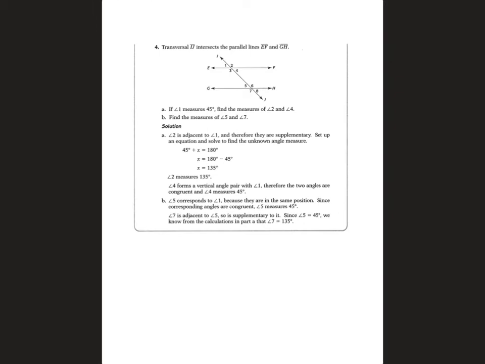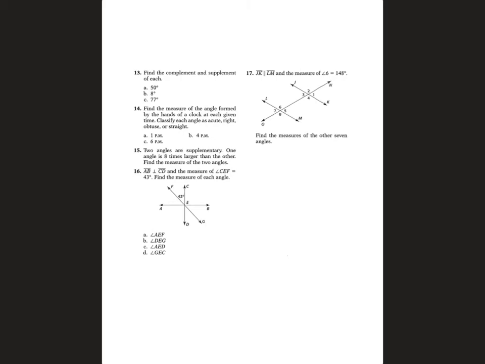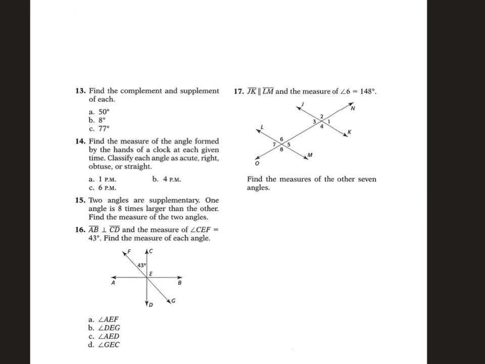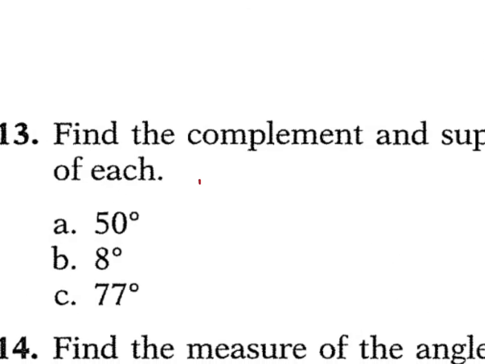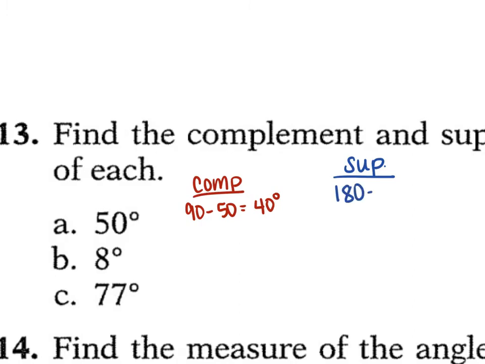For some examples that are not done for us, we're going to look at 13, and it says to find the complement and supplement of each. So for A, we have 50 degrees. Your complement for 50 degrees is 90 minus 50, which is 40 degrees. And then your supplement would be 180 minus 50, which is 130 degrees.